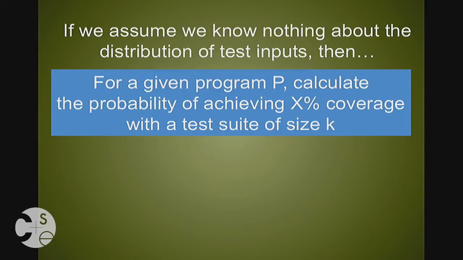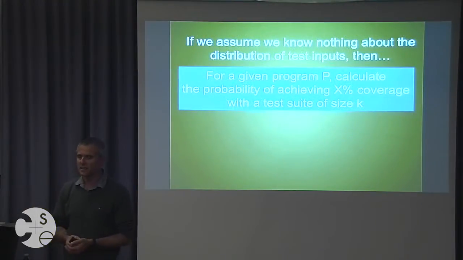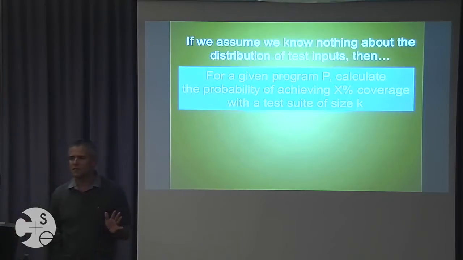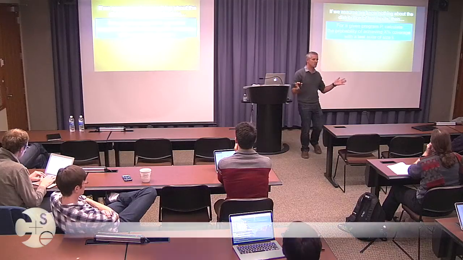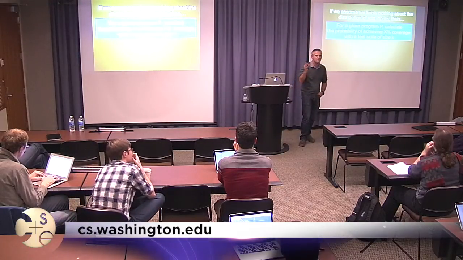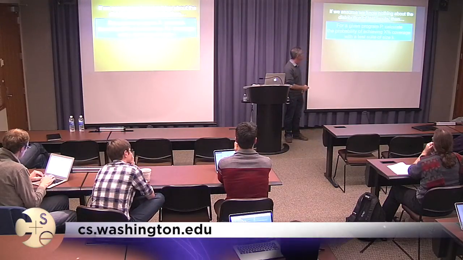So you have a fixed size test suite, it's got K tests in it. What you want to know is what's the probability of getting a certain level of coverage. We could say 100%, say, branch coverage or something like that. So what's the probability of getting 100% branch coverage with, say, 5 tests in your test suite? That's one thing you want to calculate.